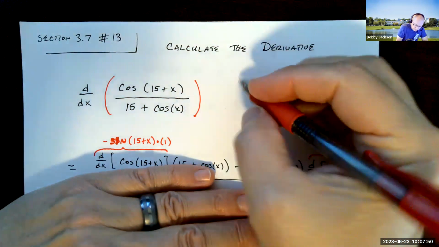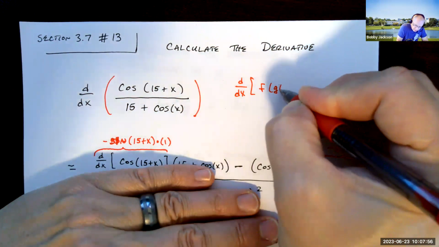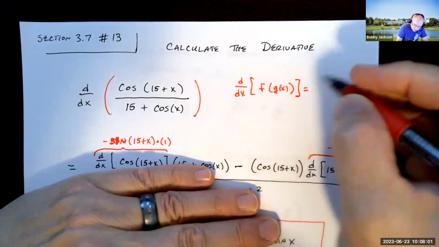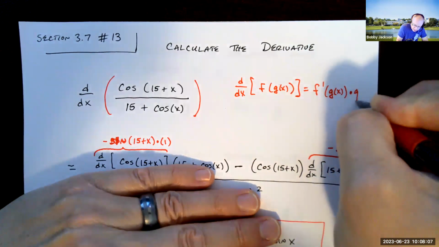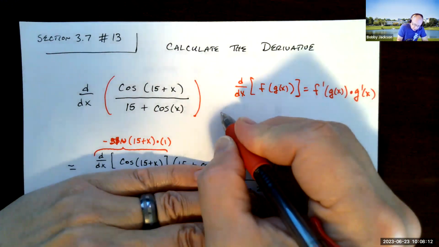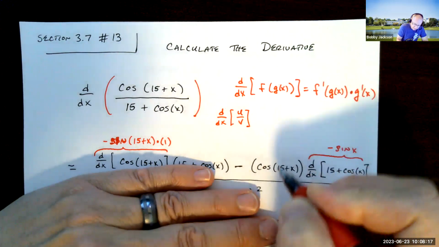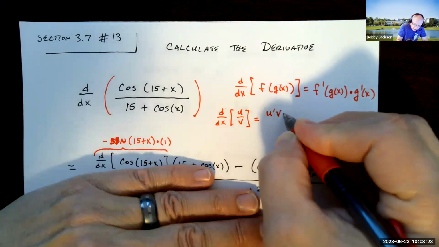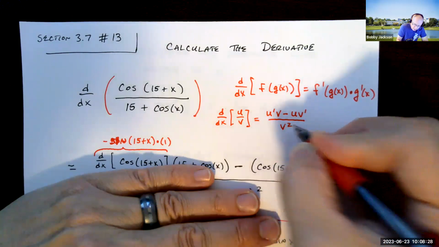So remember, the chain rule is the derivative with respect to x of f of g of x, f being the outer function, g being the inner function, is f prime of g of x times g prime of x. And then we have the quotient rule also to remember, right? The derivative with respect to x of u divided by v, where u is some function of x and v is some function of x, is the derivative of the top function, u prime, times the bottom minus the top times the derivative of the bottom, over the bottom squared.